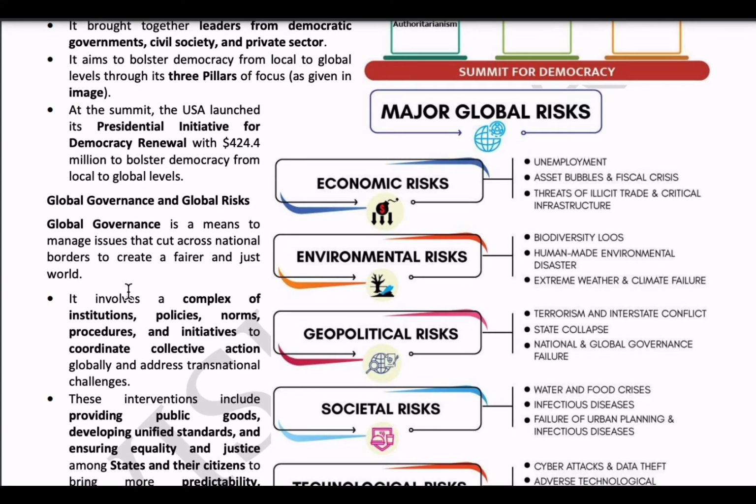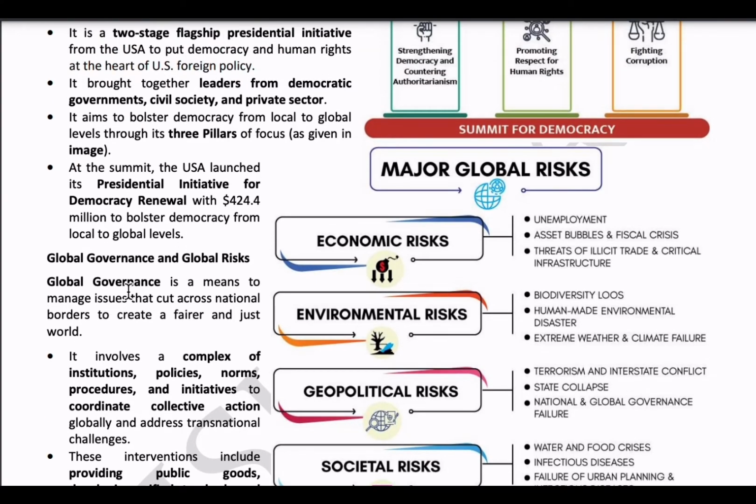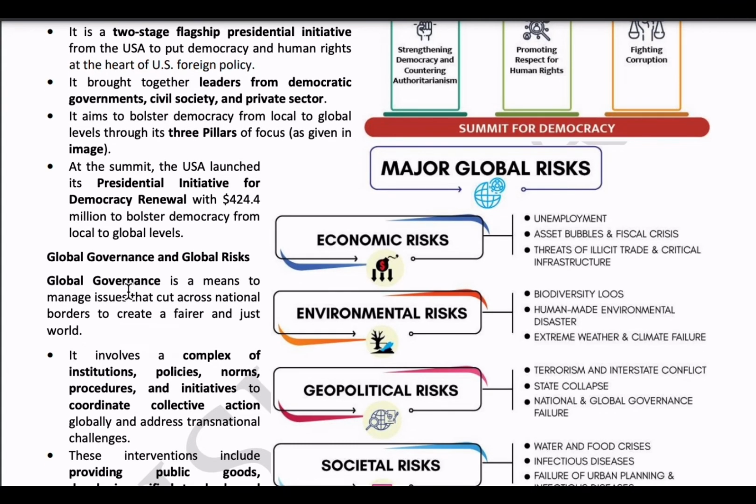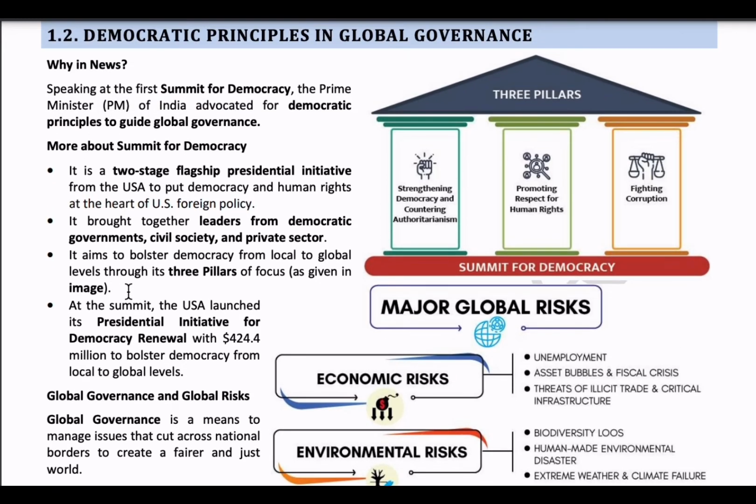Even our Prime Minister advocated that democratic principles should be encouraged to guide global governance. One important point from this summit is to initiate global democracy from local to global levels. It focused mainly on three pillars. You can look at this diagram over here. The first pillar is strengthening democracy and countering authoritarianism.